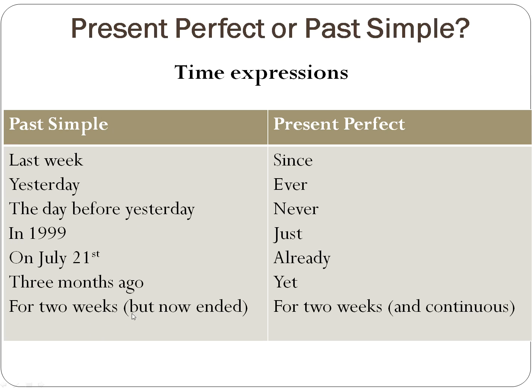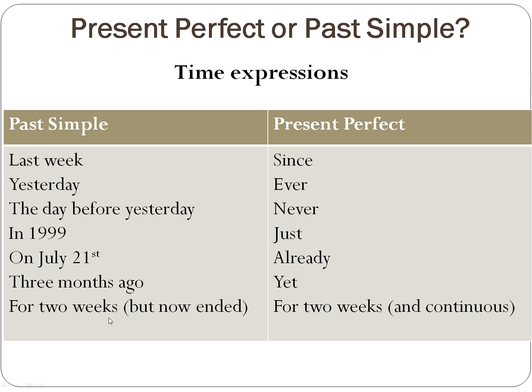For 2 weeks, so I'm going to come back to this later, to the last one, okay? For the present perfect, we generally find since, okay? Ever for life experiences, never for life experiences again, just, already, yet. For 2 weeks, so we have this one that is similar here in the present perfect and in the past simple.